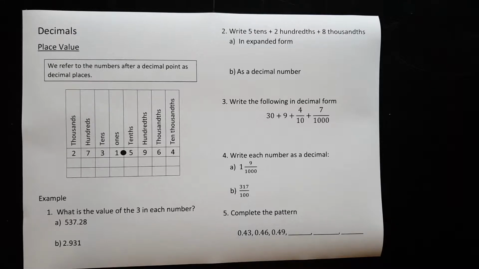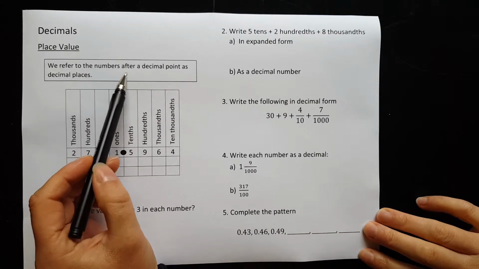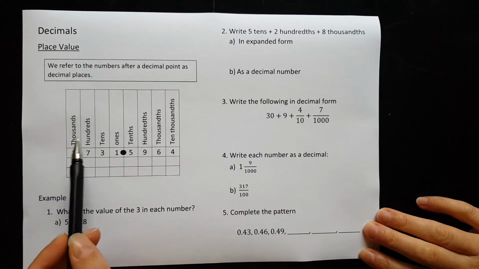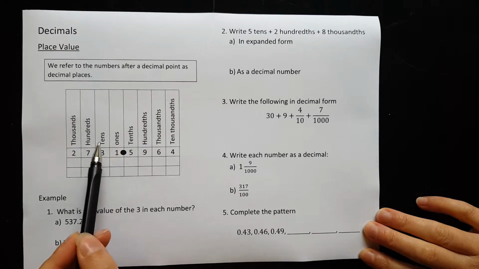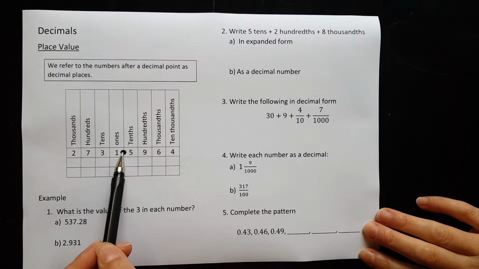Today we are starting a topic on decimals, and today we're going to be talking about place value. We refer to the numbers after a decimal point as the decimal places. Previously we have learned that we have ones, tens, hundreds and thousands. But at the end of a number sometimes we have a decimal point.